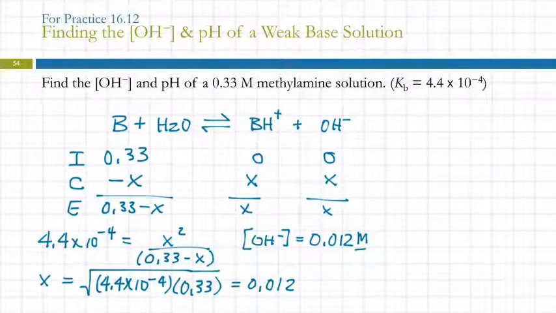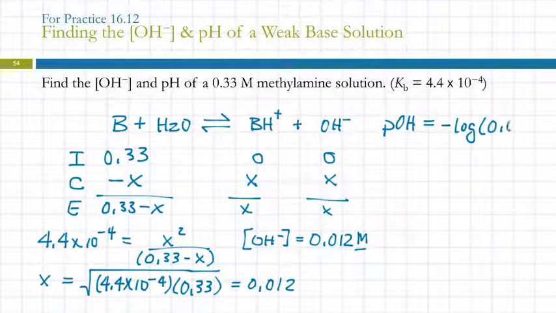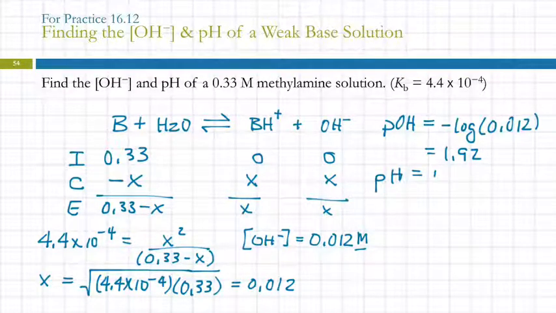And then they want the pH. So find the pOH and subtract it from 14. So this is the negative log of the thing we just found. 1.92. So pH equals 14 minus 1.92, 12.08.